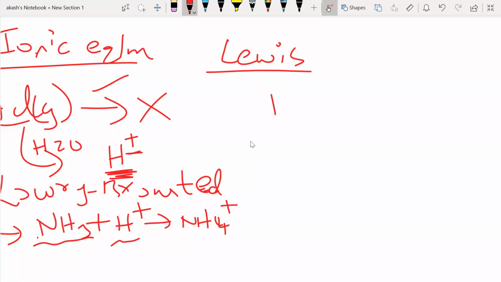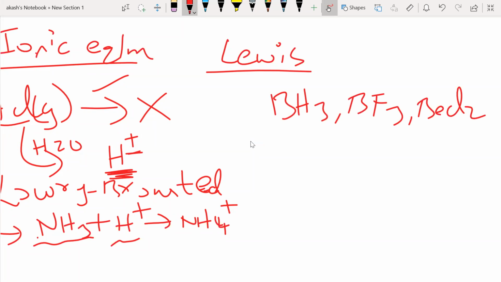So examples of Lewis acids can be BH3, BF3, BeCl2. All these things can accept a pair of electrons because I know there are empty orbitals still left, right? And examples for bases can be NH3, PCl3, even PH3. All these things have a lone pair on them, which can be donated, right? Okay, so that is about Lewis theory.